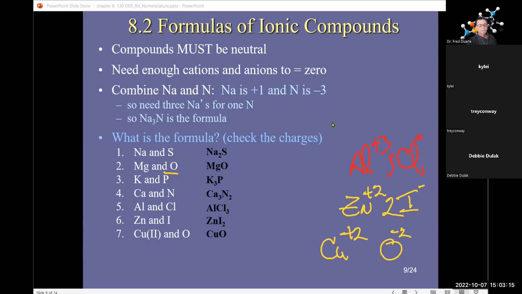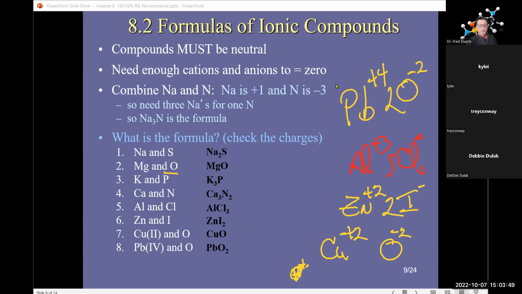All right, so that's the formula for copper oxide. All right, let's do one more. So here we have lead, Roman numeral 4. So we're working with lead +4. And then the oxygen, as we just stated earlier, is -2. So I need 2 oxides for every lead +4 ion. And so the formula becomes PbO2.